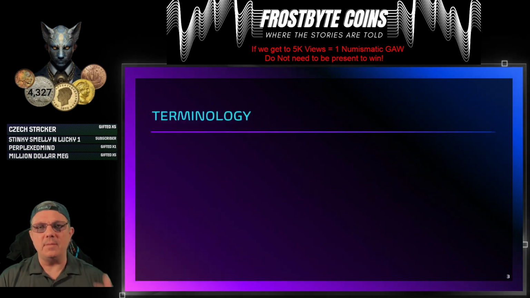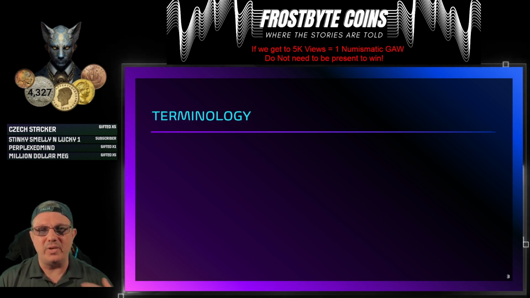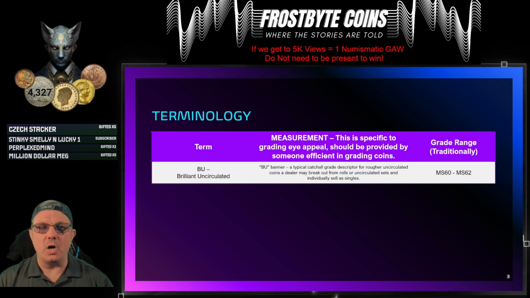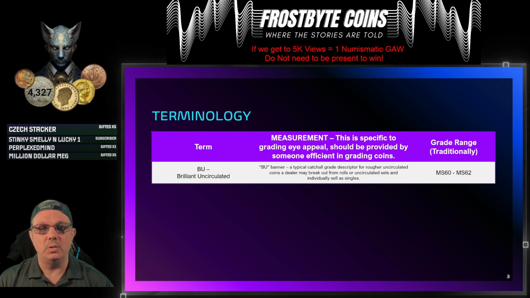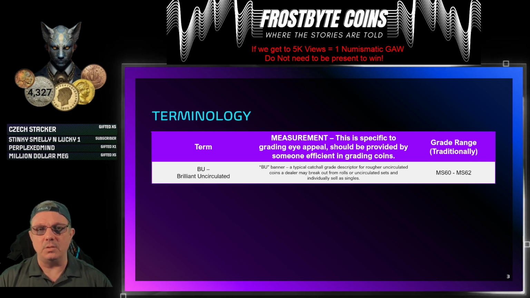So I'm going to be talking about terminology, and we talk about this stuff all the time. You hear it in streams, you hear it in conversation, you hear it when you go to auctions. But what do the terms actually mean? So let's go ahead and start with that term BU. You looked at the coin that was there, the gold coin, and it said BU. Well, in the grading term, usually this refers to coins in the range of MS60 to MS62.